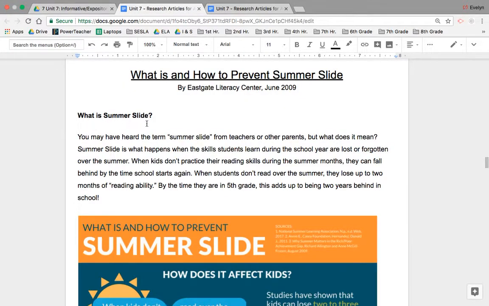What is summer slide? You may have heard the term summer slide from teachers or other parents, but what does it mean? Summer slide is what happens when the skills students learn during the school year are lost or forgotten over the summer. When kids don't practice their reading skills during the summer months, they can fall behind by the time school starts again. When students don't read over the summer, they lose up to 2 months of reading ability. By the time they are in 5th grade, this adds up to being 2 years behind in school.